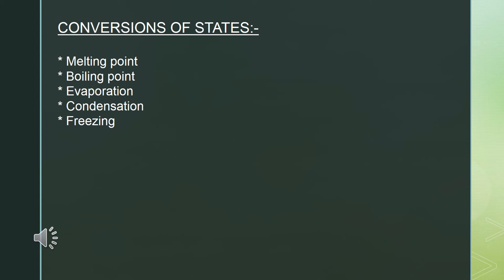Now let's talk about freezing. This is a very common phenomenon you can observe in your home very easily. Freezing usually happens with liquids. For example, we can take the example of an ice cube. To make an ice cube, we usually take water and put it into our fridge, and after some time it gets totally frozen. So freezing is a phenomenon in which liquid turns into solid. Basically, these are the conversions of states.